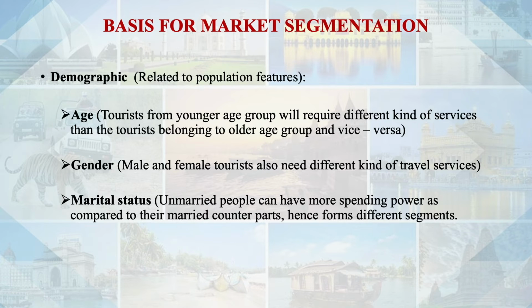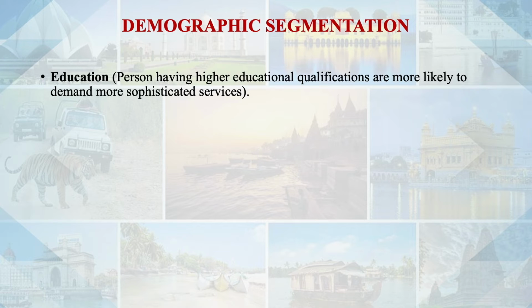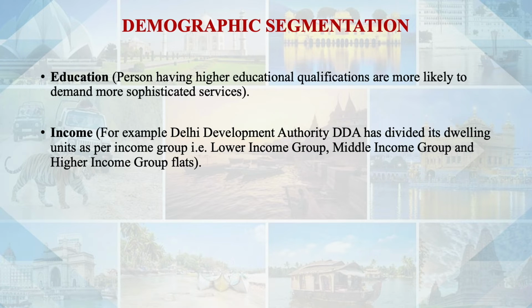Then the segmentation can be on the basis of education level. The persons who are more educated will demand more sophisticated services, and accordingly the tour packages or services need to be altered. The persons who have lower education levels might not demand that kind of sophisticated services. Then another important aspect is income, and that is, I think, automatically understood: persons belonging to different income groups, like lower, middle or higher income groups, will require different services.